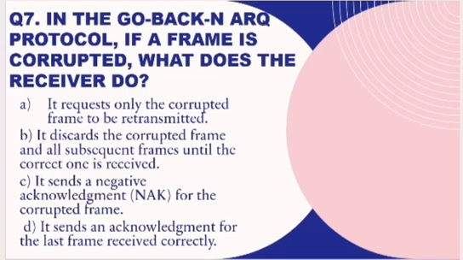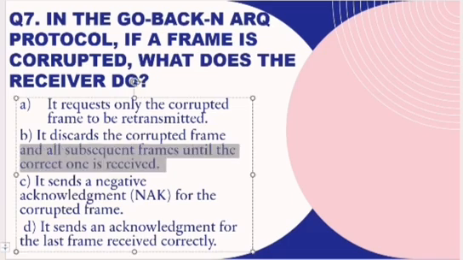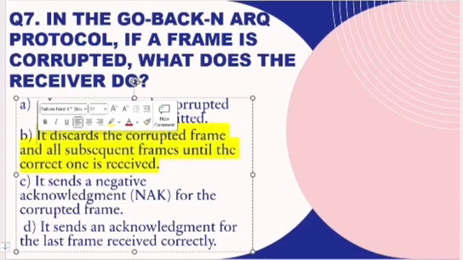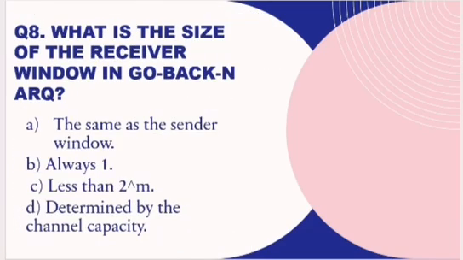I hope you all have guessed the answer right. So the correct answer for this question is option B. Moving on to the next question. What is the size of the receiver window in go back N ARQ? Option A, the same as the sender window. Option B, always 1. Option C, less than 2 raised to the power m. And option D, determined by the channel capacity.